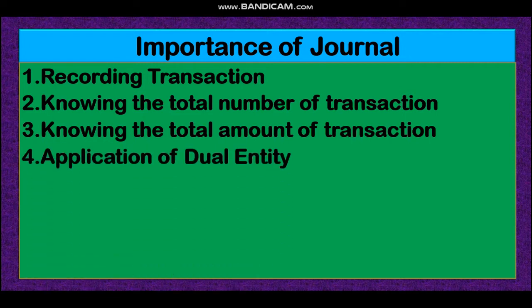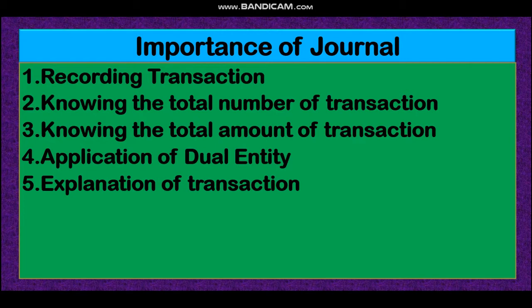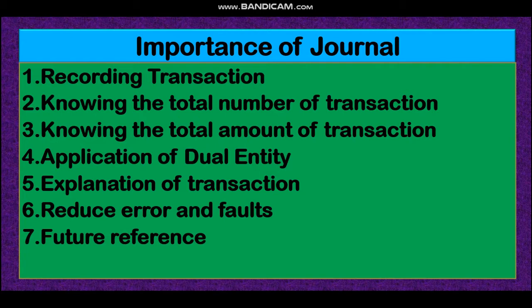Dear student, with the help of journal, we can apply the double entry system. Then we can explain the transactions with the help of journal. Dear student, we can reduce errors and faults with the help of journal, because we first record in journal, that means after the occurrence of every transaction we record it. That's why errors and faults are reduced. Dear student, the next importance is future reference. That means in future if there is any conflict, at that time we can solve it with the help of journal, because after occurrence each transaction is recorded in journal.